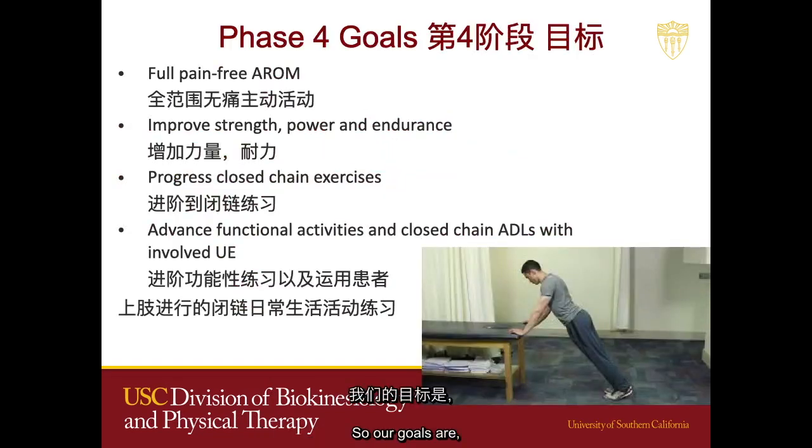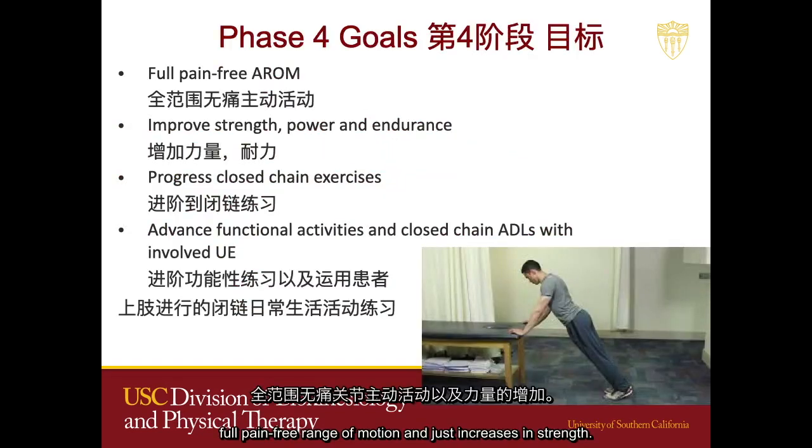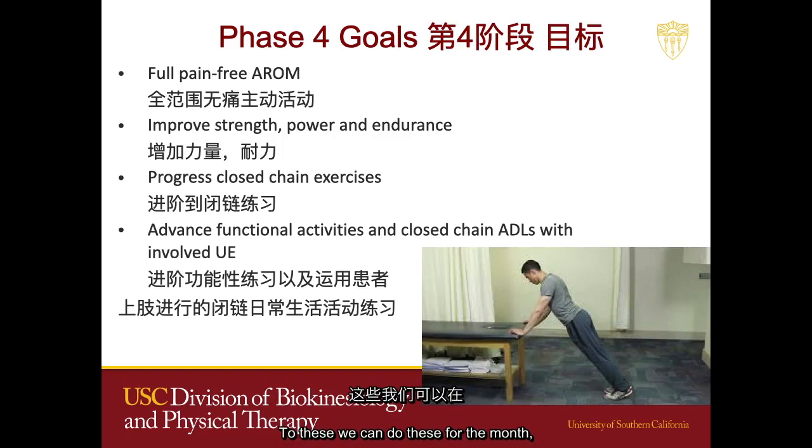So our goals are full pain-free range of motion and increases in strength. We also can progress to closed chain activities at this point. We can do these for months 4, 5, and 6. And it's going to be important that we, again, keep progressing strengthening.